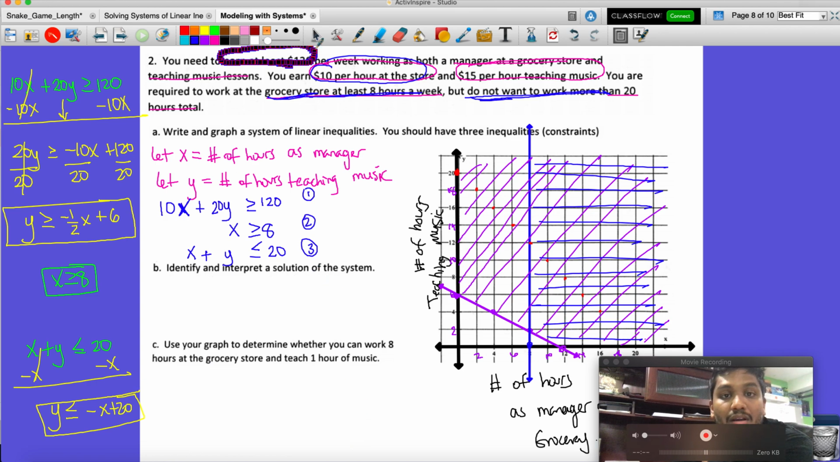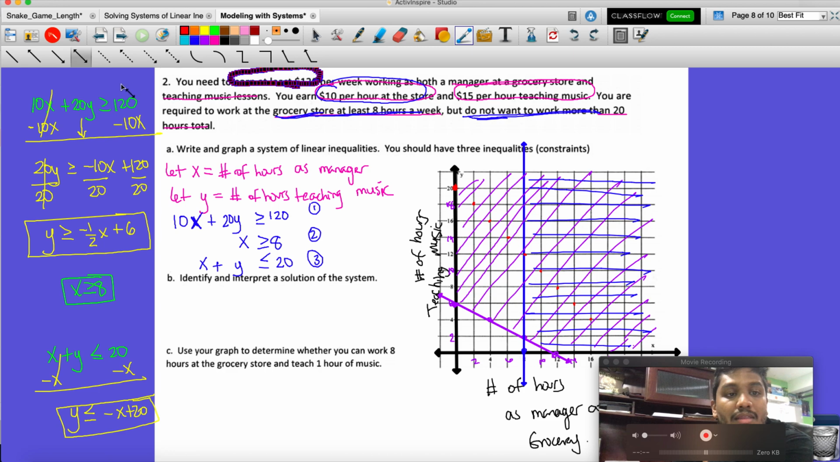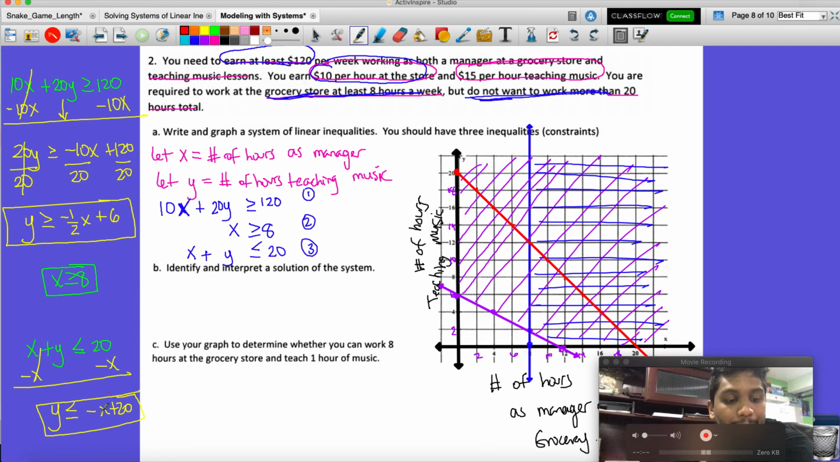Then I just realized that my little thing got erased. So I'm going to have to draw my line back over here. Let me just draw this back. And for the red one now, it's less than. So we're going from here, we're going less than, which is going to be below. Okay?